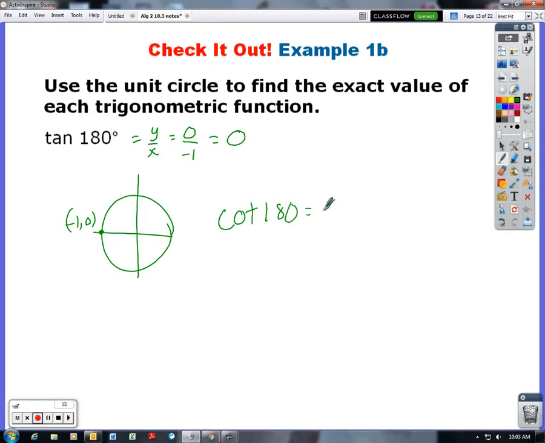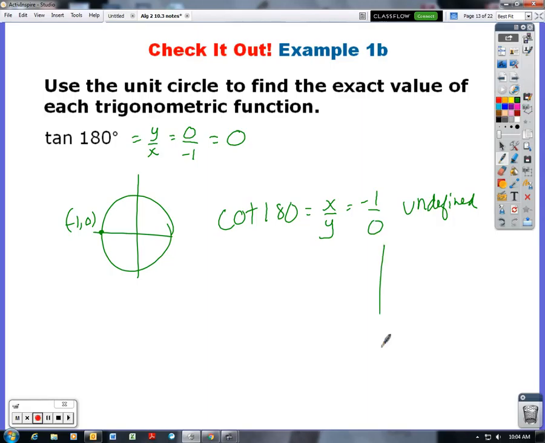What if we wanted to know cotan of 180? Well, cotan is x over y. So in that case, it'd be negative 1 over 0, and as we know, that's undefined. So cotan doesn't have a value at 180. It's undefined. Turns out you can graph these. You'll do that next year in pre-calc, and it has an asymptote there.